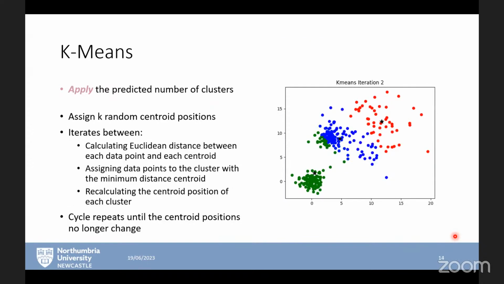We then apply this number using a k-means algorithm. A k-means algorithm works by first randomly assigning k centroid positions within our data. It then iterates between calculating the Euclidean distance between each data point and each centroid position. Then it assigns each data point to its nearest centroid, before it then recalculates the centroid position of each cluster. The cycle will keep continuing until there's no variance in the centroid position, and therefore we have classified our data.